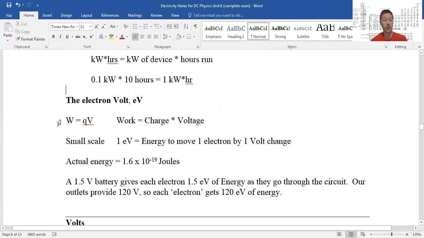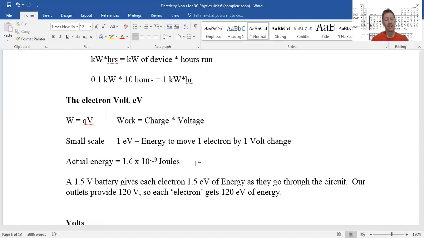So again, before we had this equation where the work is equal to the charge times voltage. Well, we scale that down a little bit, and the electron volt is talking about moving just 1 electron by 1 volt, which means that with a battery, if you have a 1 volt battery, that 1 volt gives every electron 1 electron volt worth of energy. So the actual energy is equal to the charge of the electron, 1.6 times 10 to the -19th joules. So again, the electron volt is useful for talking about small scale stuff for energy, because an individual electron doesn't store a lot of energy, but in bulk, they do work for us.